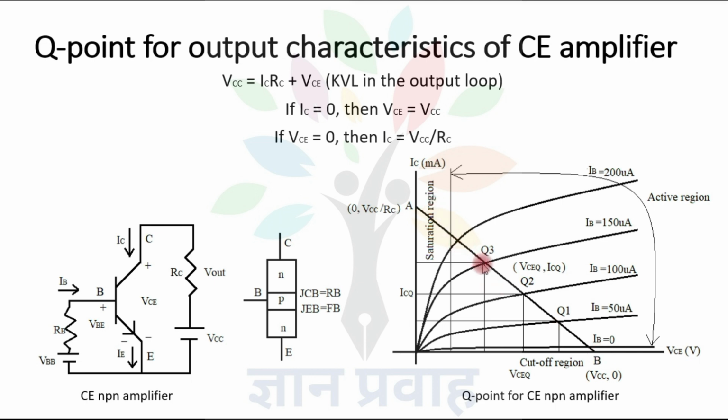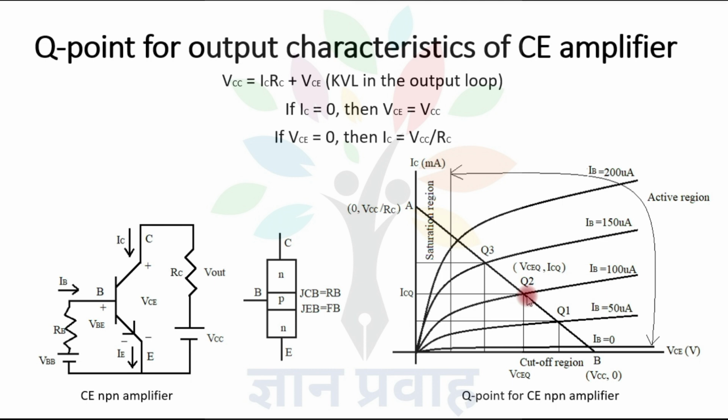Similarly here, if we select Q3 as the choice, then one portion of one cycle is clipped off, because this point is close to the saturation region. And if we select Q2 as our best choice, then it properly generates the output signal without any distortion.